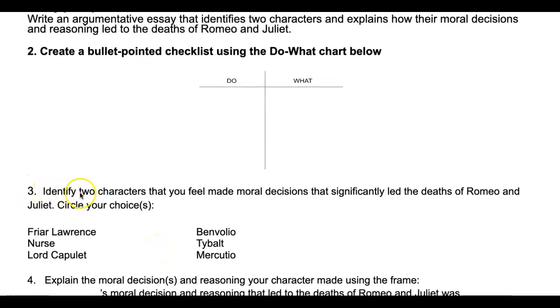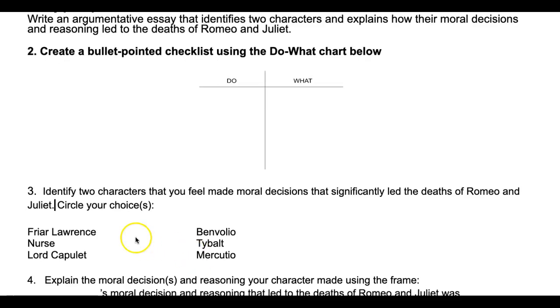Our next step is to identify two characters that you feel made moral decisions that significantly led to the deaths of Romeo and Juliet. And you're going to circle your choices. So you've got 6 characters to choose from. You'll notice that Romeo and Juliet are not on the list. So you do not get to choose Romeo and Juliet, since they are going to be part of the example essay.